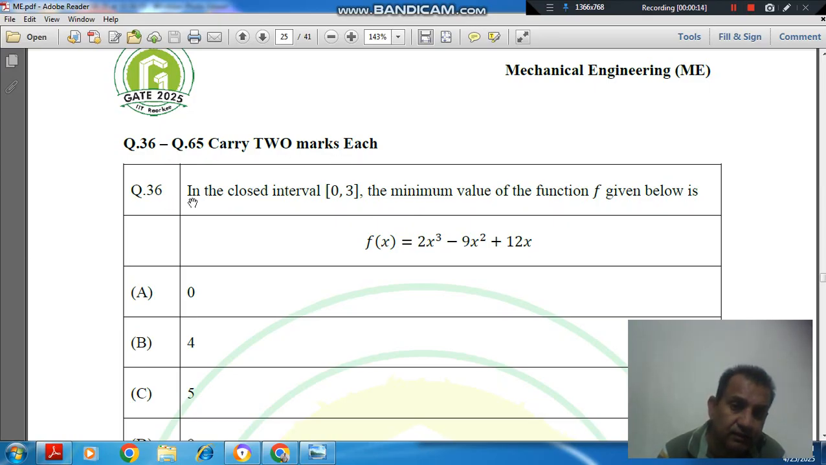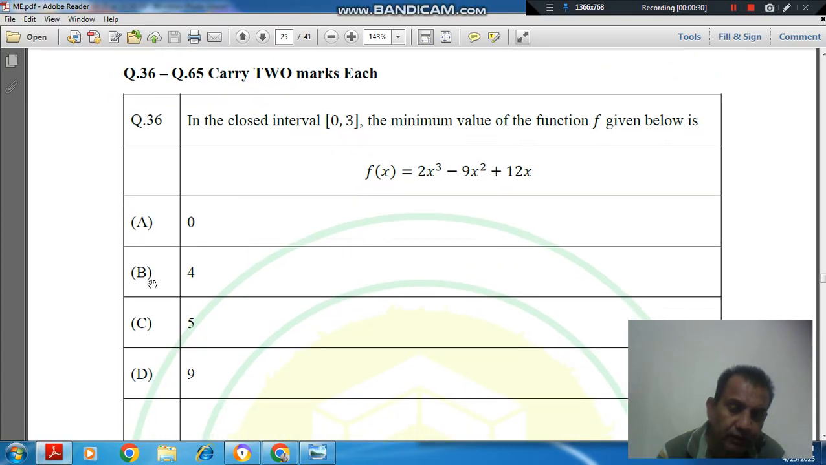Question number 36 is: in the closed interval 0 to 3, the minimum value of the function f given below is f(x) equals 2x cube minus 9x square plus 12x. Option A 0, option B 4, option C 5 and option D 9.